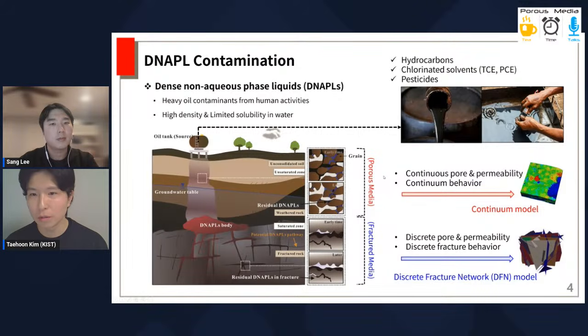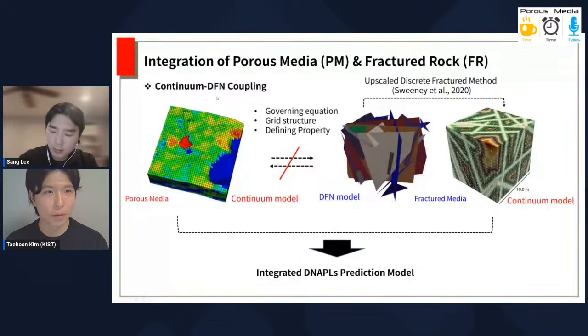And to keep it simple, the porous media has continuous pores and permeability. So we need a continuum model approach for a numerical simulation. However, fractured media has discrete fracture and permeability structures. So we need to represent it using a discrete fracture network or DFN model. This is the tricky part. As I said, the continuum model and DFN model are fundamentally different. They have different governing equations, and they use different grid structures or different ways of defining properties. So traditionally, it has been really hard to combine these two into a single model.